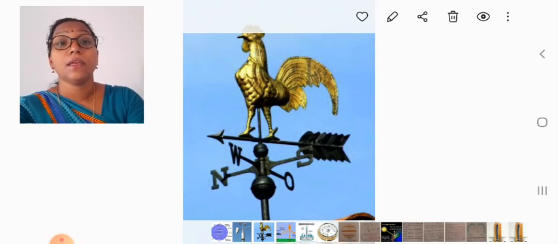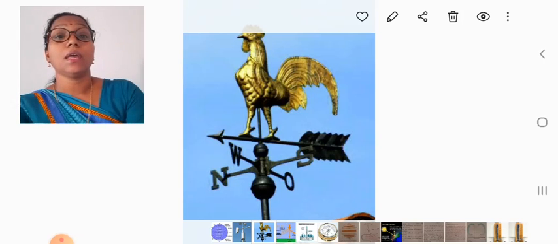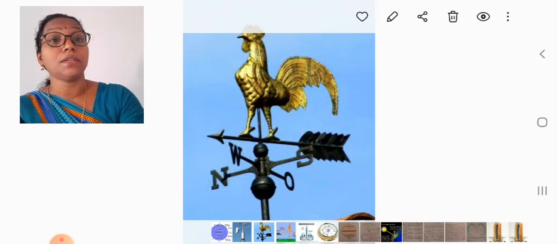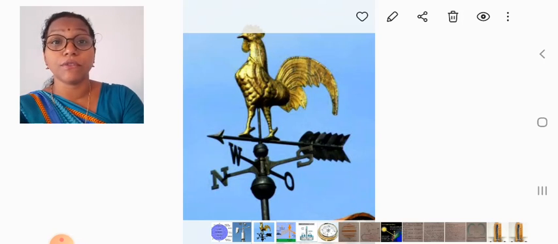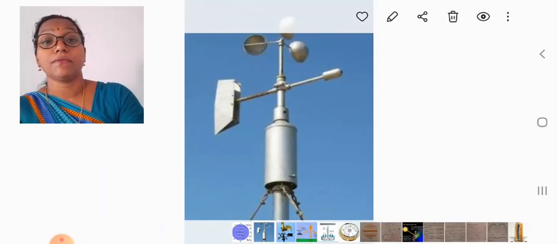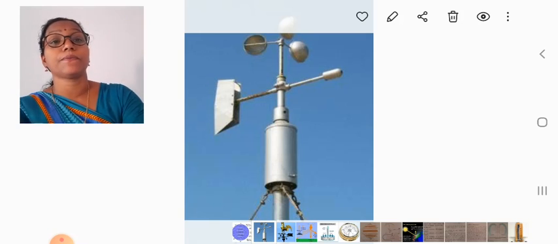turns. There are fixed directions given at the bottom of the weathercock, and to which direction or between the two directions the pointer comes at rest, that direction is the direction from which the wind is blowing. Then students, we can measure the speed of the wind by using an instrument called anemometer.